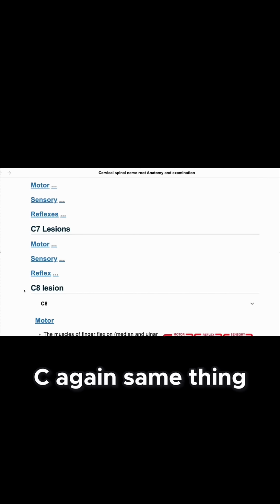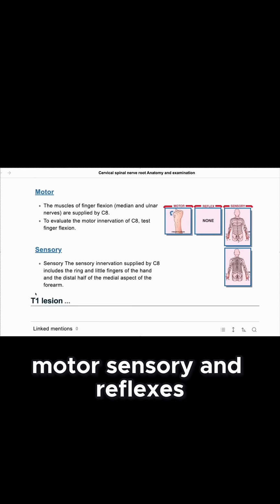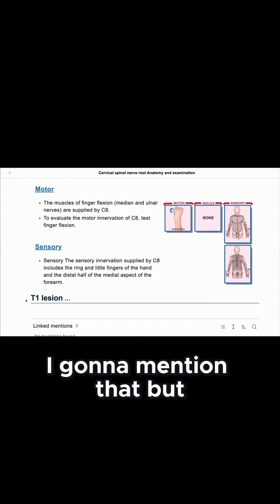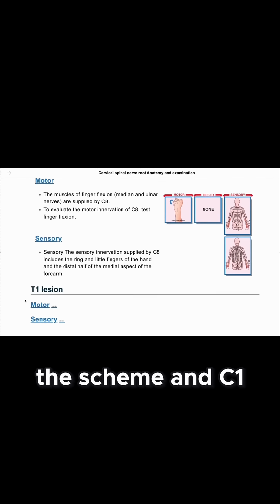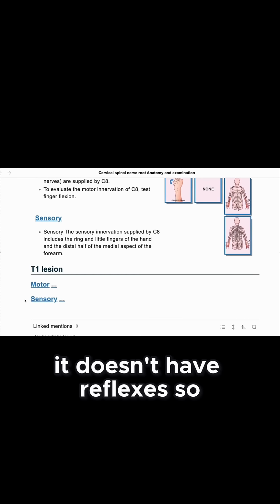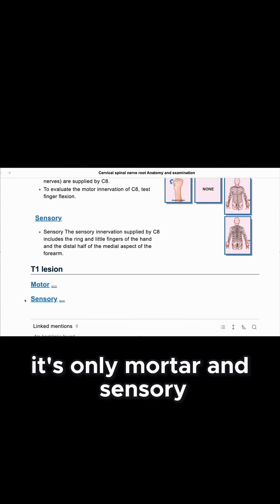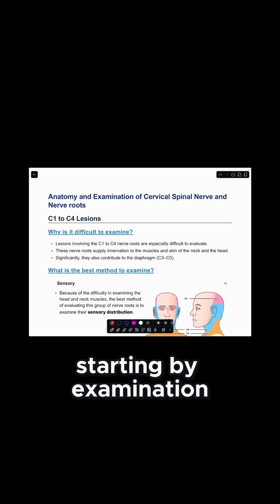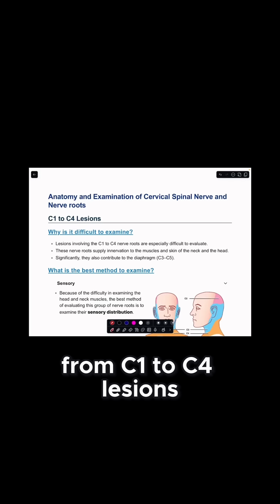C5, again, same thing, motor, sensory, and reflexes, but C8 doesn't have any part of reflexes, so we're not going to mention that, but you can still follow the scheme. And C1, it doesn't have reflexes, so it's only motor and sensory. All right, so that's our outline for today's lecture. Starting with examination from C1 to C4 lesions.